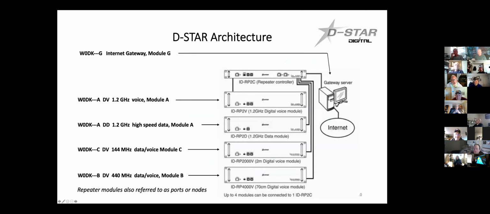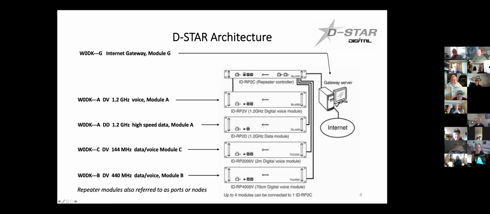This is basically what a D-Star repeater looks like. This is W0DK, and the reason I showed this is because they have a complete stack. So at the very bottom, the B stack is UHF, and you have to remember to associate B with UHF. That's important, okay? The C repeater right above that is the VHF repeater, and it's module C, and that's always going to be true of any repeater.